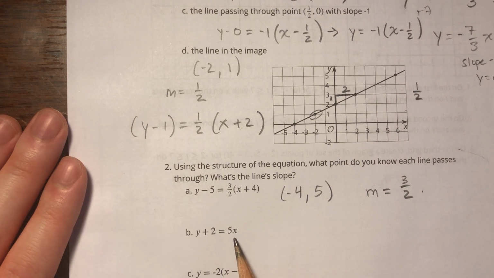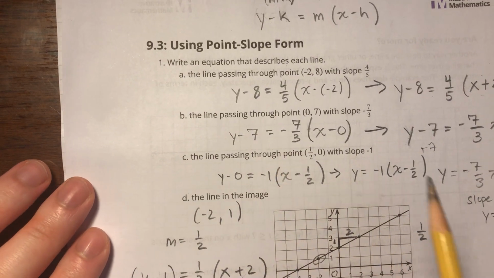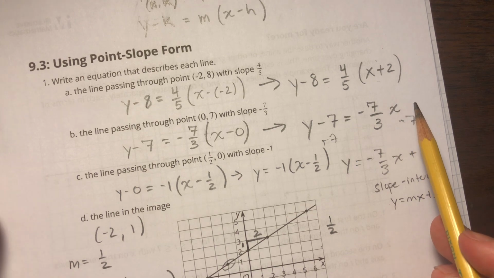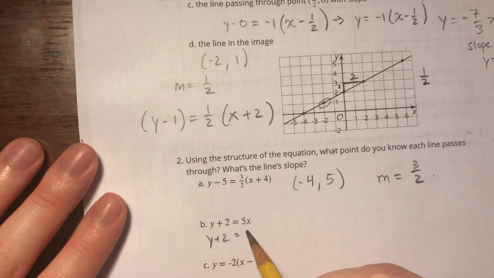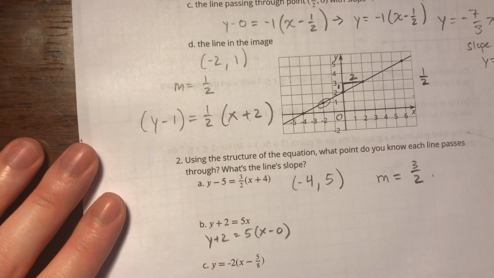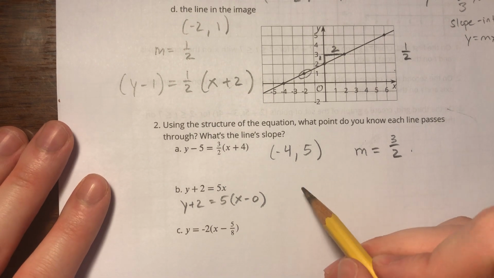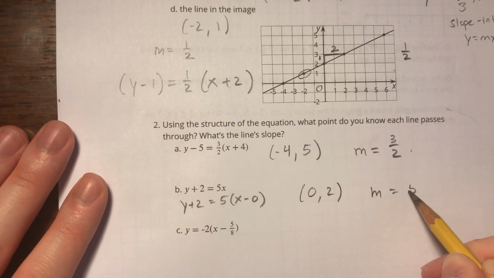All right, this one is sort of like B above here, where we don't have anything being added or subtracted to x, so that means that the x-coordinate is going to be 0. So I can rewrite this as y + 2 = 5(x - 0). x - 0 is just x. So my point is going to be (0, -2), and my slope is equal to 5.